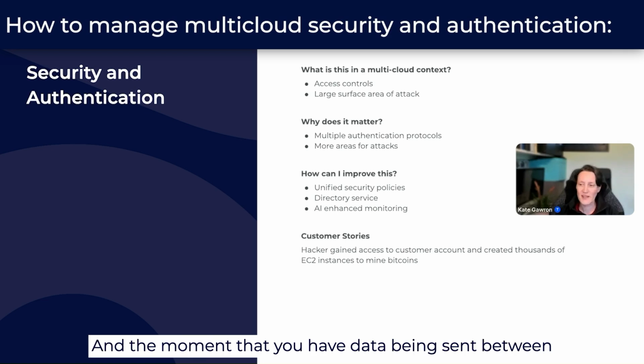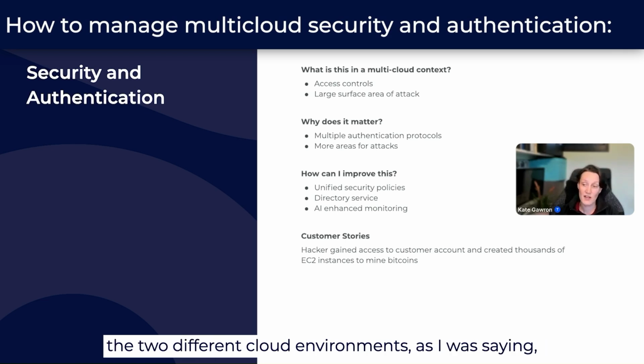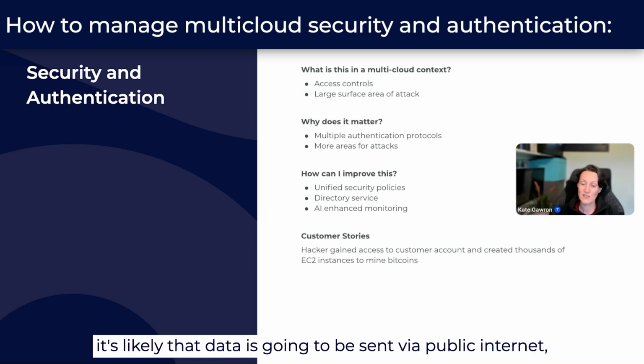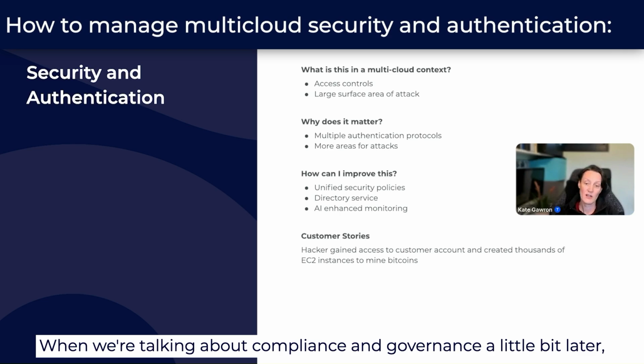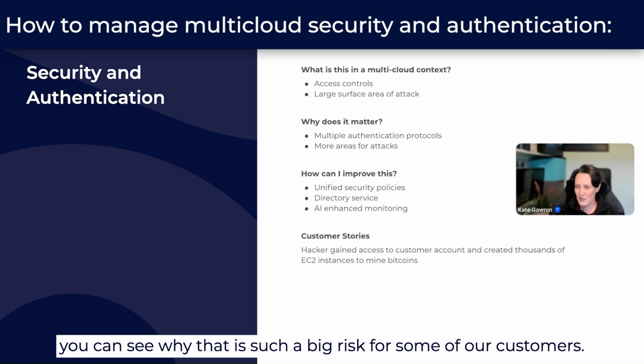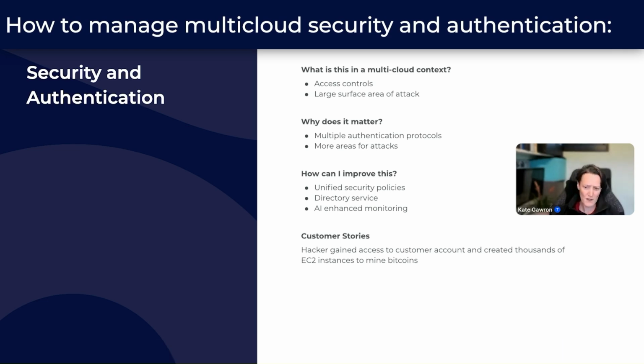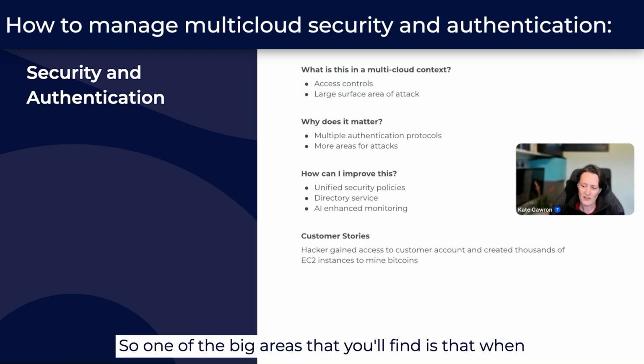And the moment that you have data being sent between the two different cloud environments, as I was saying, it's likely that data is going to be sent via public internet, encrypted or not, but that's suddenly going to be an extra risk. And when we're talking about compliance and governance a little bit later, you can see why that is such a big risk for some of our customers. So one of the big areas that you'll find is that when you have a multi-cloud, you're actually going to have what's known as a larger surface area of attack.